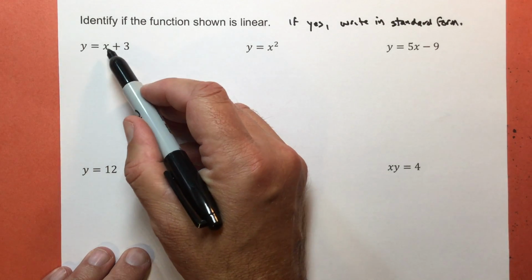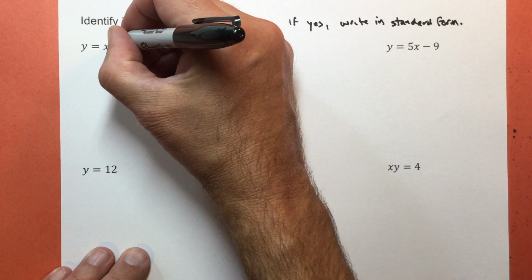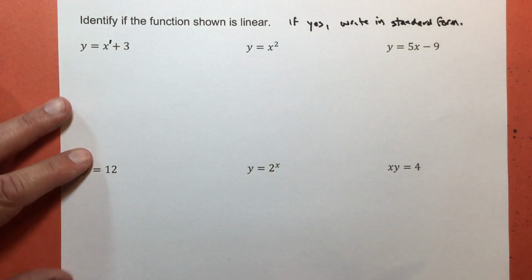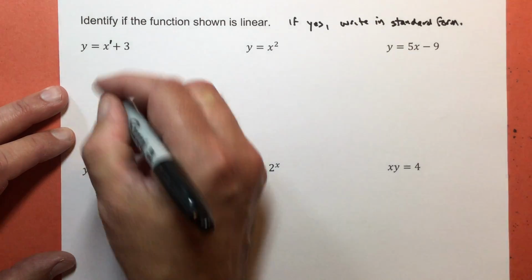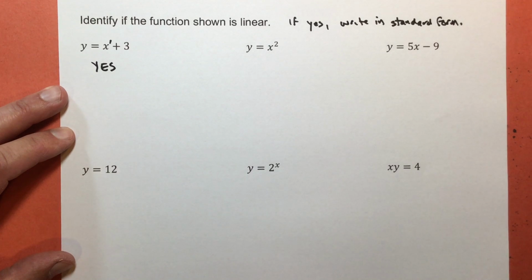So I have x with no exponent. If that's the case, that means that the exponent is the hidden 1. So that's good. I don't have any x's in denominators, and I don't have any radicals at all, so I don't have any x's under radicals. So I think this one is a linear function. So I'm going to say yes. Now let's put it in standard form.